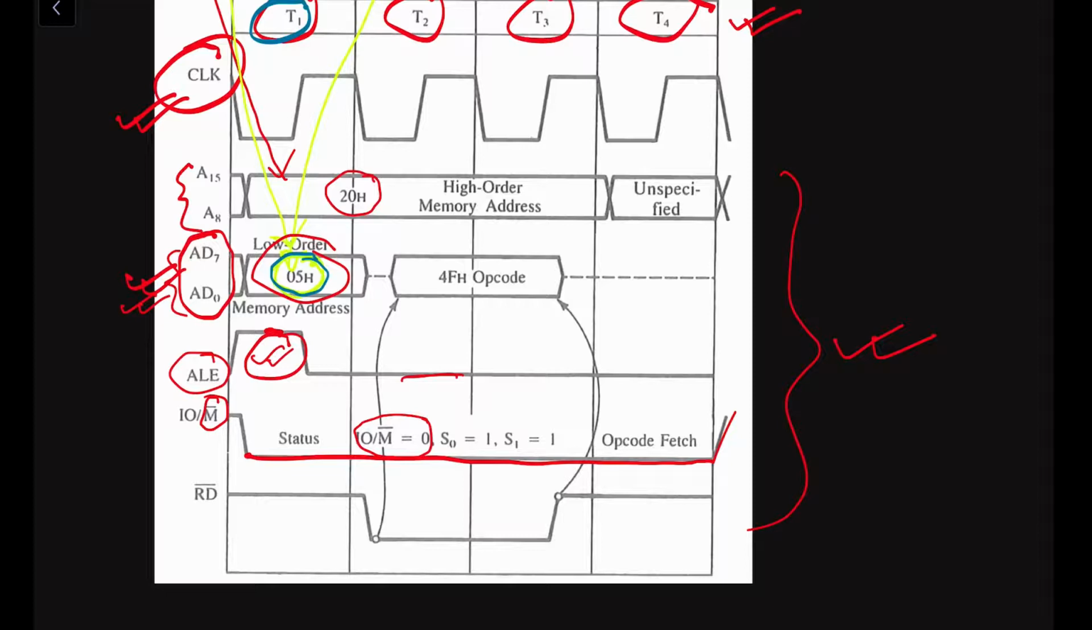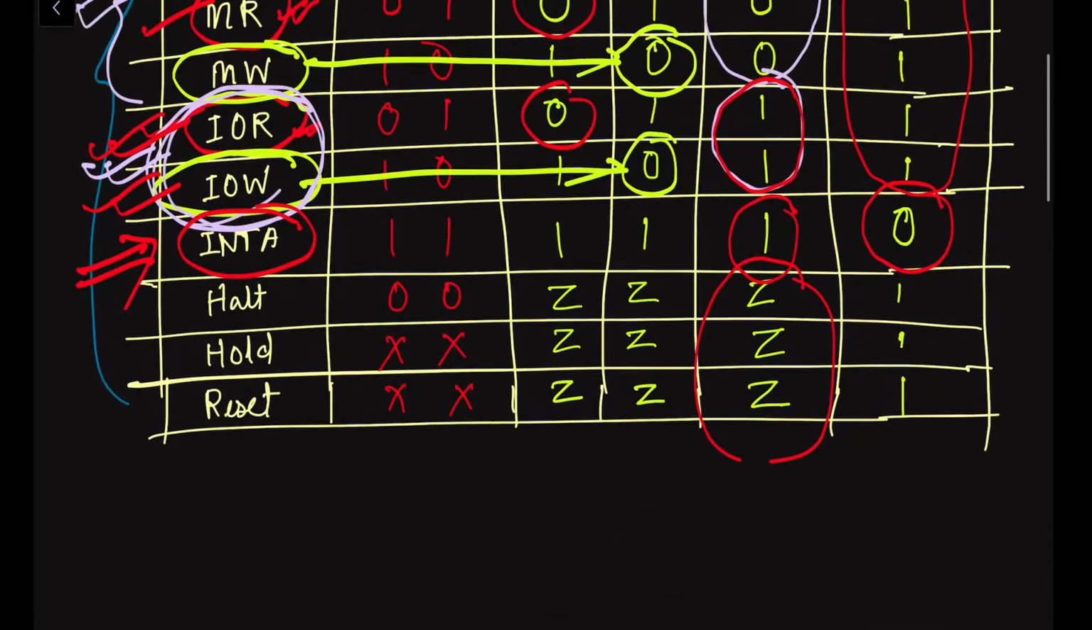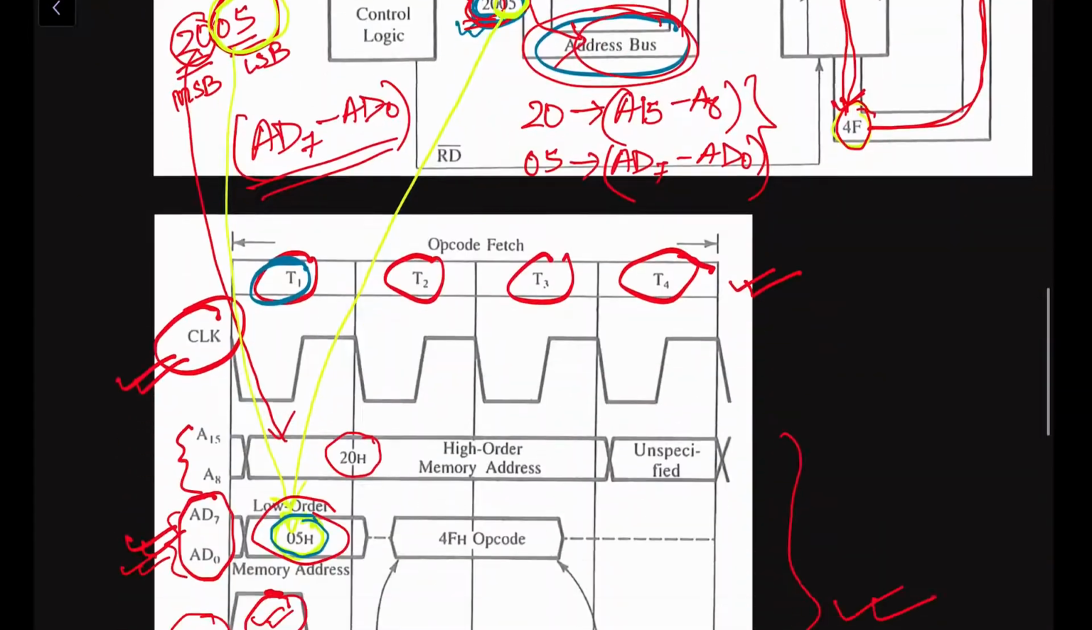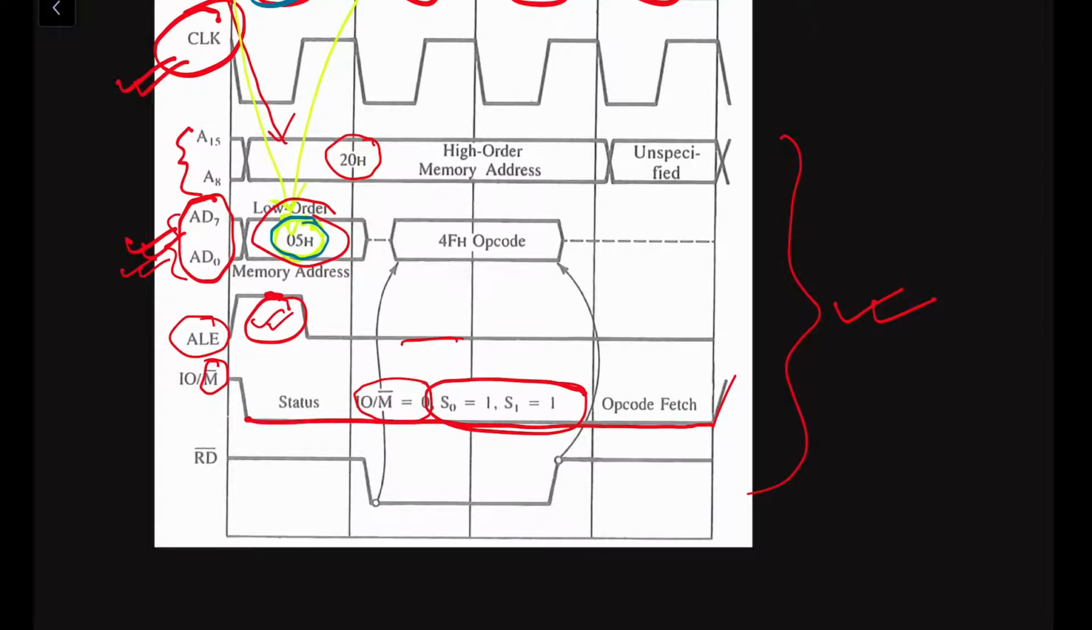Now we have to understand that these S1 and S0 signals control various operations, read or write operation or opcode fetch. Here we can see in this table itself, in the case of the opcode fetch operation, we have 1 and 1. S1 is 1, S0 is also 1. Therefore, the S0 and S1 values for this memory access will always be 1.